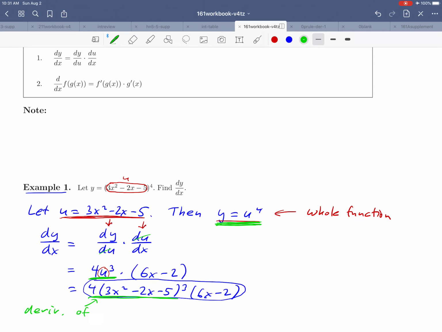Derivative of the whole function with respect to u. And then we multiplied it by just the derivative of the u with respect to x. The chain rule will always involve those two pieces.